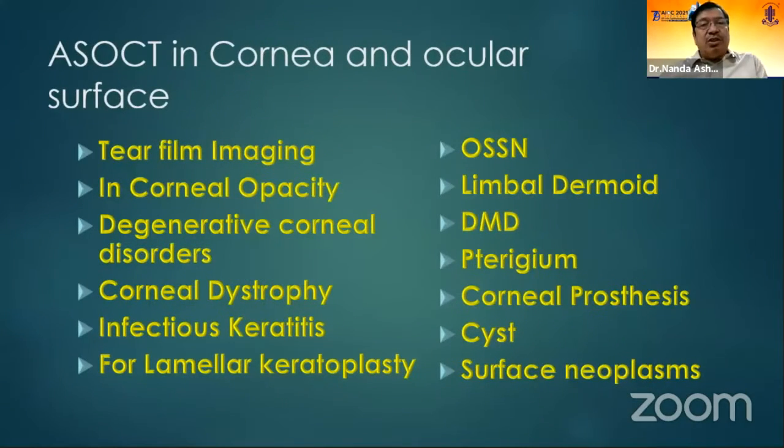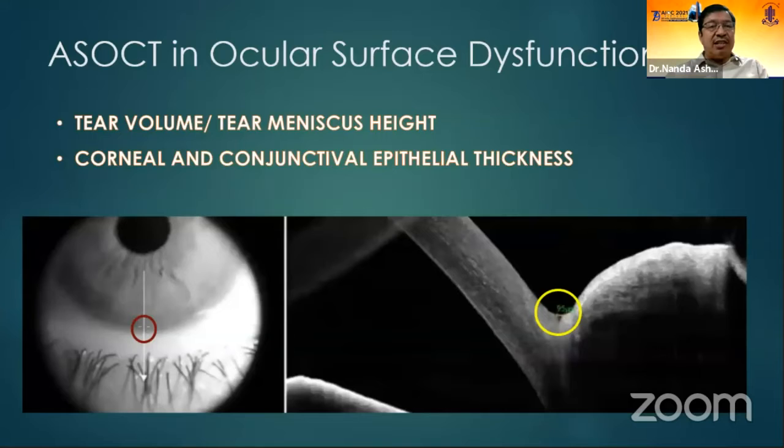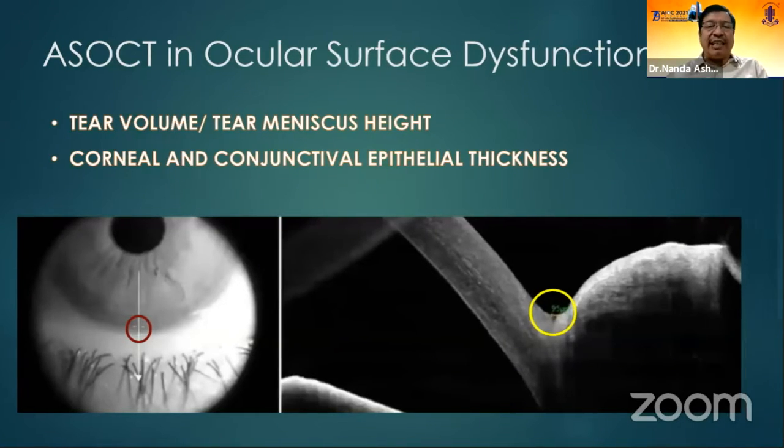We'll discuss about anterior segment OCT role in cornea and ocular surface. It starts with tear film imaging to the diagnosis of surface neoplasm. We'll go one by one briefly. Ocular surface dysfunction can be known by assessing the tear volume and tear meniscus height. In addition to that, anterior segment OCT can also give the corneal and conjunctival epithelial thickness.